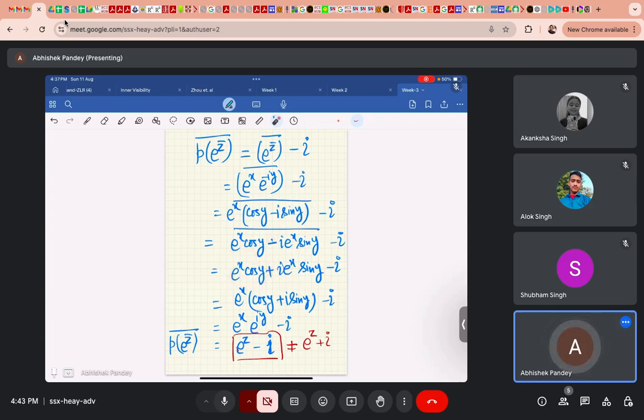This will be iota e to the power x into sin y minus iota. Now again you take e to the power x common. This will be cos y plus i sin y. What is this one? This is e to the power iy. So this is e to the power x into e to the power iy minus i. Now e to the power x into e to the power iy is again e to the power x plus iy. This is nothing but e to the power z. So we'll get e to the power z minus i, which is not equal to e to the power z plus i.